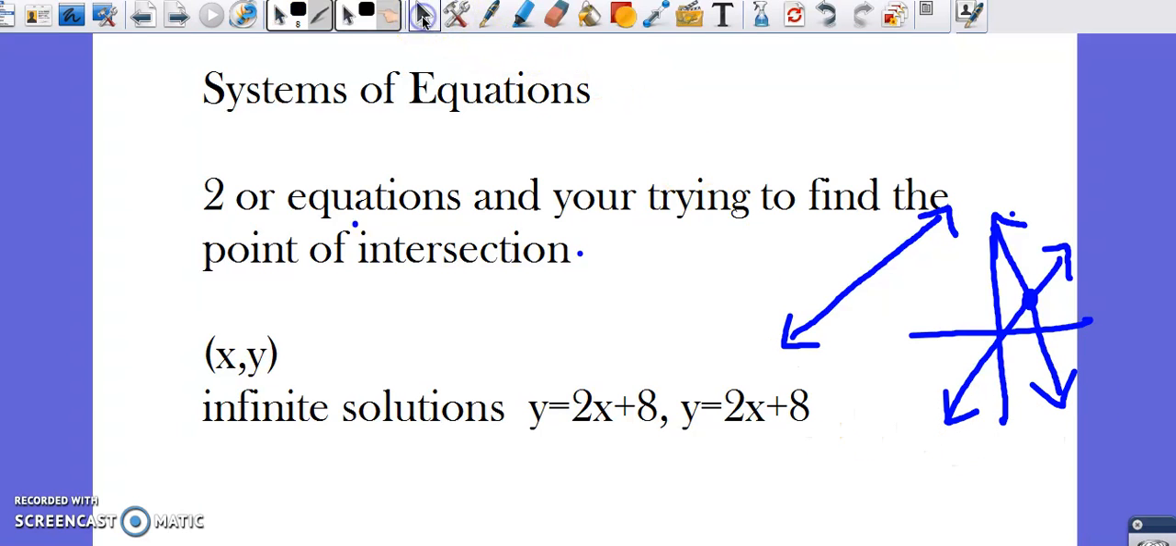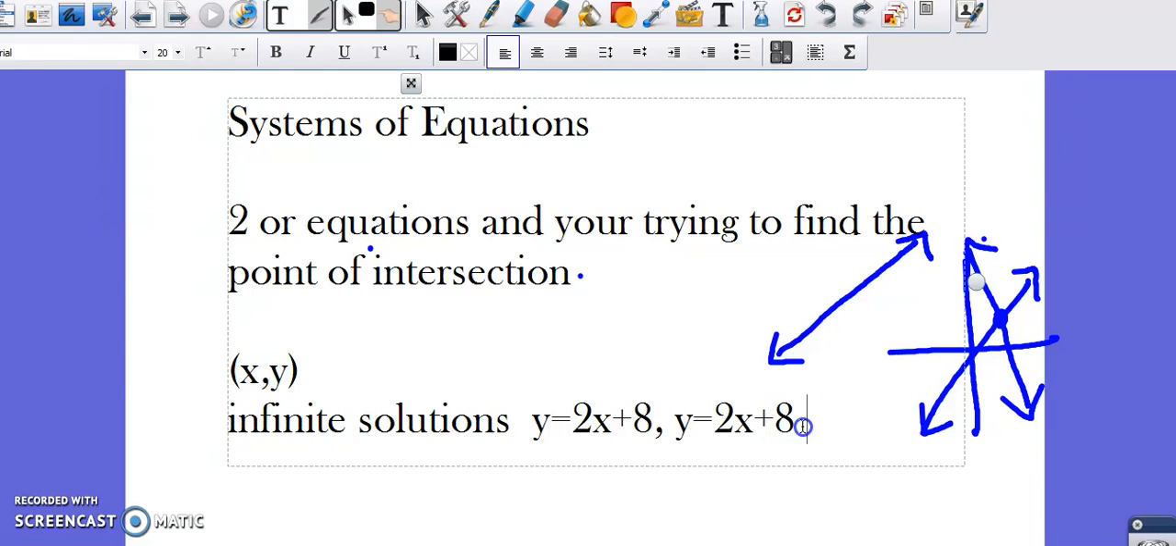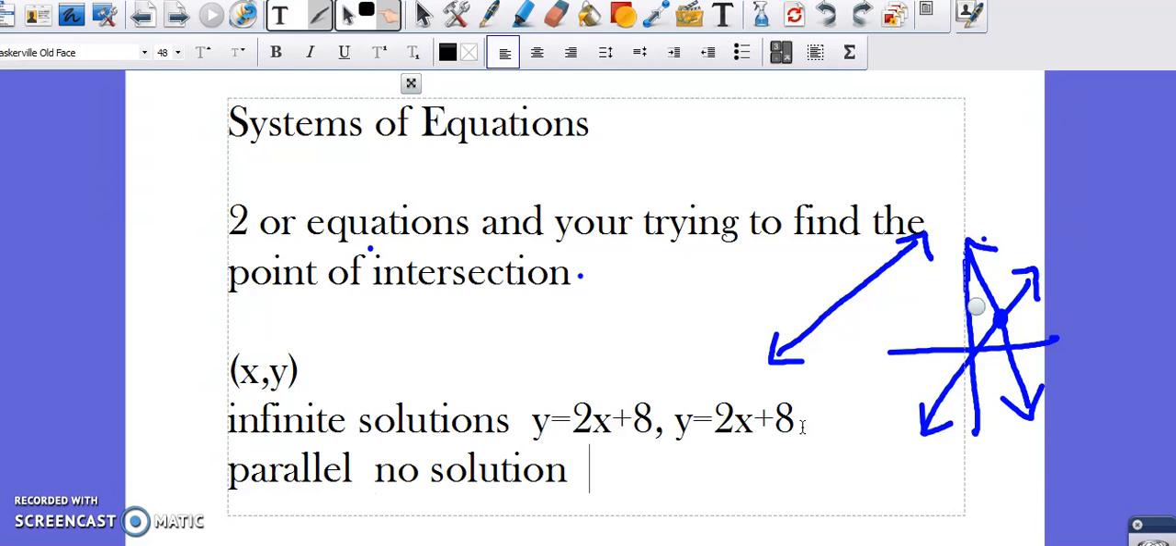And then finally, the last one is going to be parallel. This is actually also called no solution because they never meet. But here's what they have to have. They have to have the exact same slope but different y-intercepts because they have to rise and run at the same rate. So for instance, this one, they are rising at 2 over 1, but they are hitting the y-axis at different points. This one's at positive 3 and this one's at negative 3.